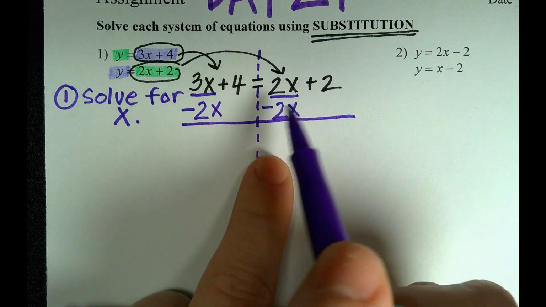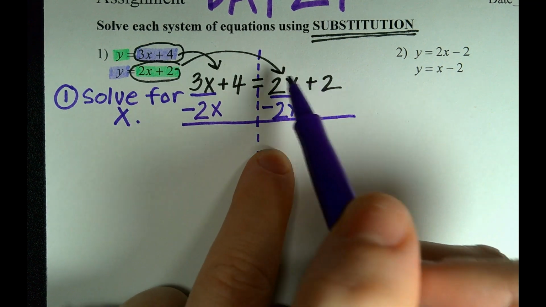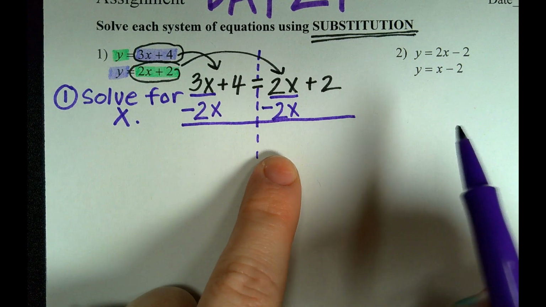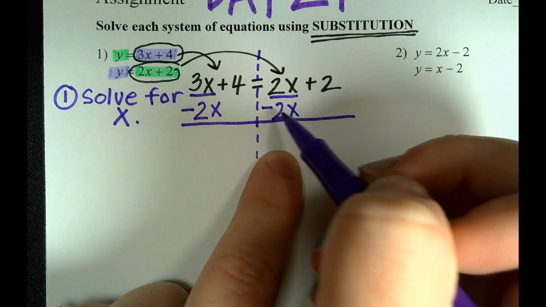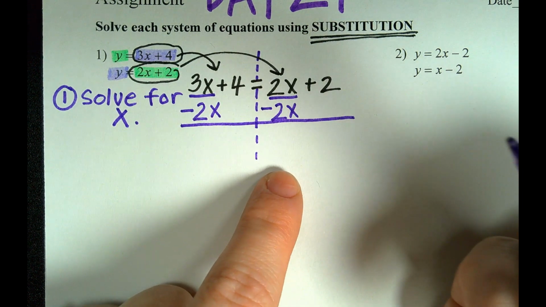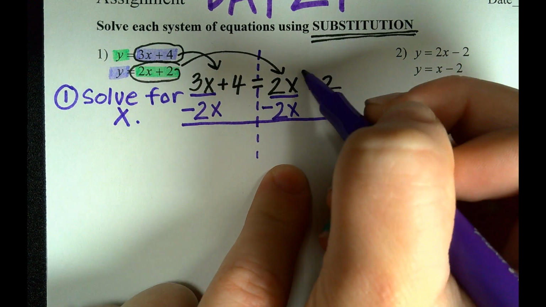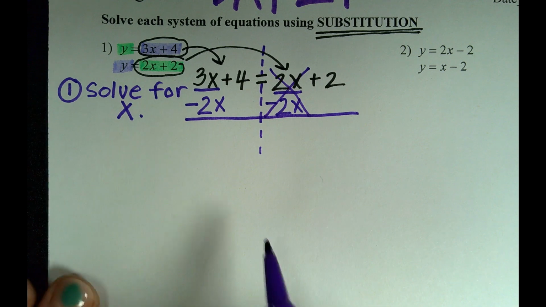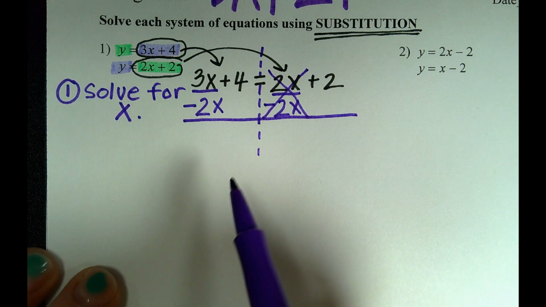So on this side of the equation with 2x, when I subtract 2x, what happens? They cancel out. 2x minus 2x is 0. There's no x's left. So we don't need to write 0. We just cross it off. It's canceled. It's gone. Now what do we do?